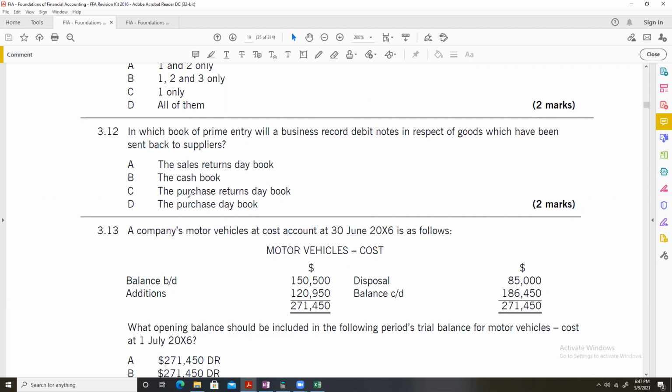So when a business makes purchases returns, goods already purchased are returned to the supplier, it sends debit notes to its suppliers. So purchases returns is the correct answer to this one. So C is the correct answer. Purchases returns day books. So these debit notes should be recorded in the purchases returns day books, as these debit notes are sent with the purchases returns.